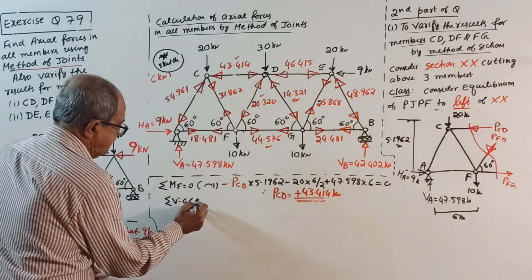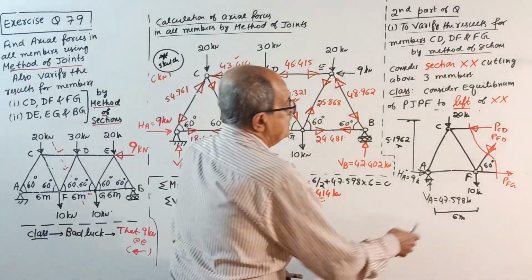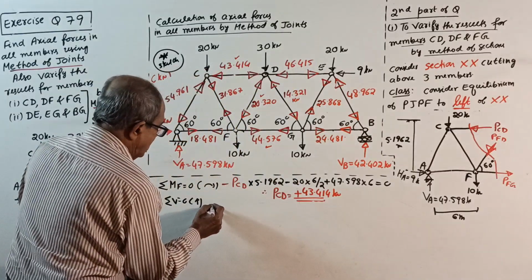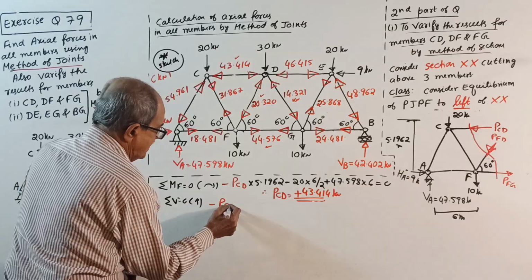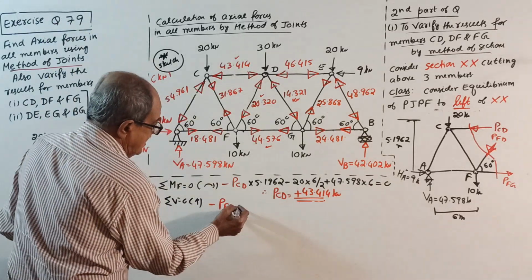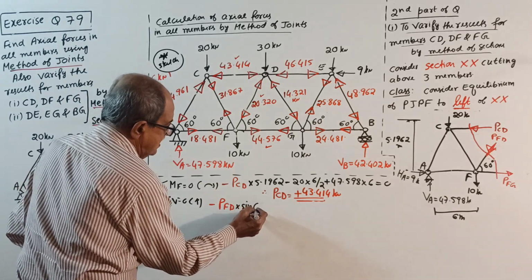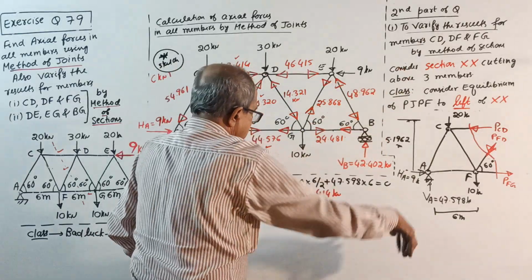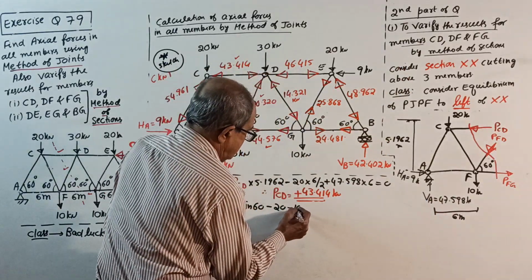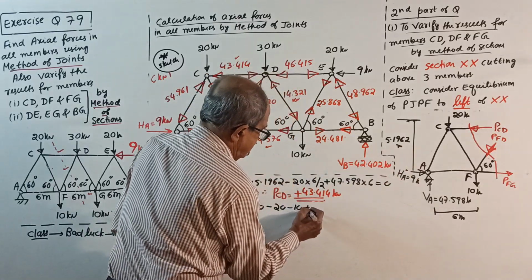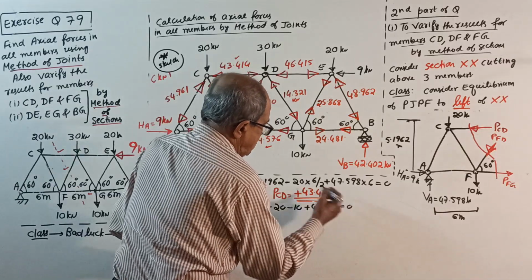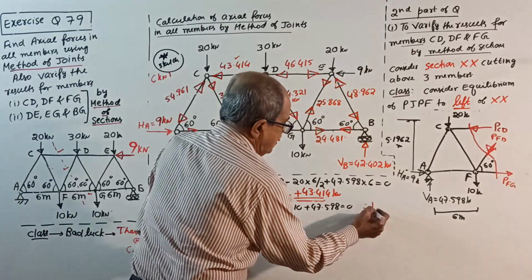Sigma V equal to 0. Take upward positive. Minus PFD sin 60. These all I will not explain now. If anybody wants further explanation, see question number 79, an exercise question. Minus PFD sin 60, minus 20, minus 10, plus 47.598 equal to 0. Therefore, you get the value of PFD.